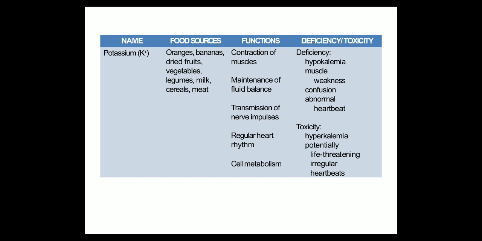Let's see deficiency or toxicity. First of all, we'll see the deficiency of potassium. First deficiency is hypokalemia, muscle weakness, confusion state, and abnormal heartbeat. Let's see toxicity of potassium. First, hyperkalemia.